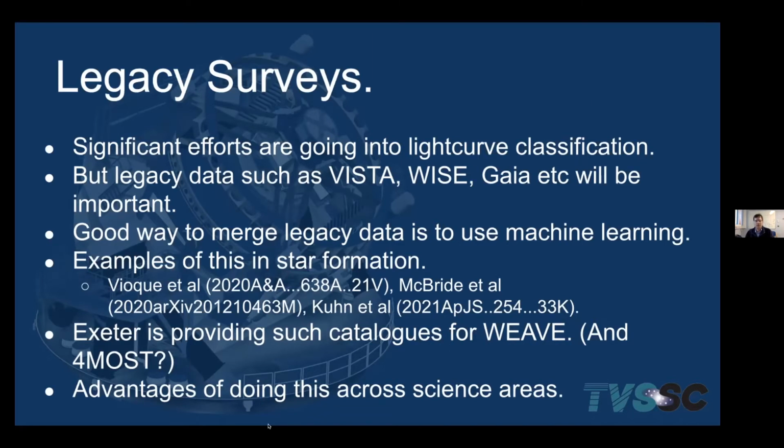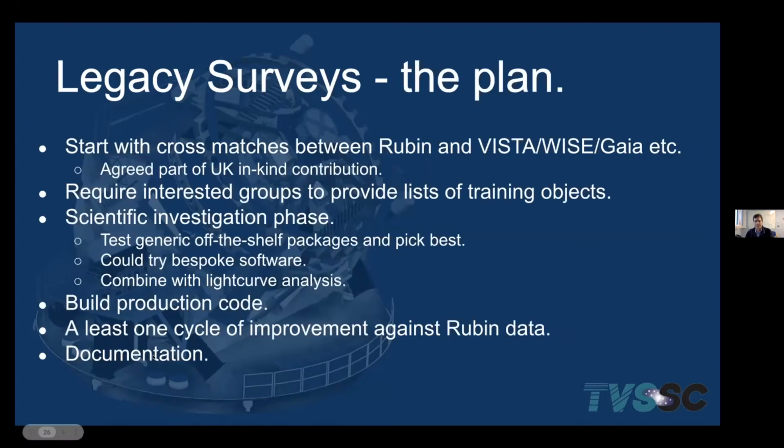So if I could have the next slide, Federica. So here's the plan for what we could do. The first thing we need is cross matches between Rubin and all those other catalogues. And that is in fact an agreed part of the UK in-kind contribution which I'm leading. Those cross-match catalogues will exist. Then we require groups of people who are interested, who are going to provide us with lists that can be training objects. So please, I'm very open here. Anybody who can come on board would be tremendous, because it will just make our classifier so much better if we have many more classes in it.